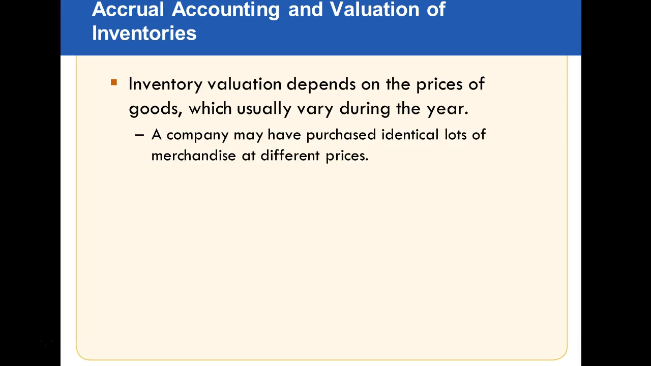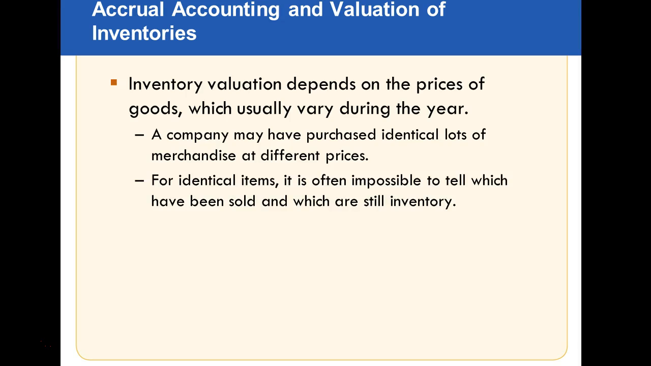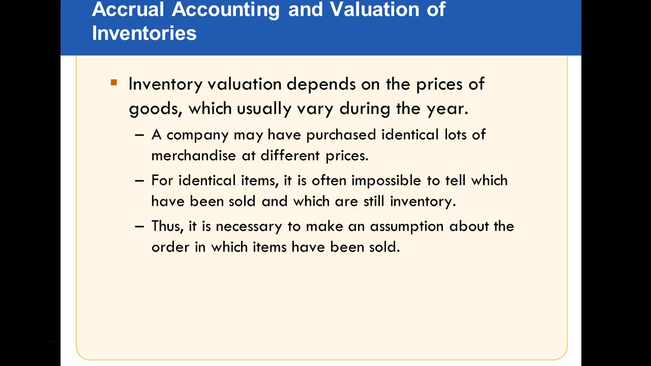A company may have purchased identical lots of merchandise at different prices. Sometimes it's tough to tell which have been sold and which products are still in inventory. So we sometimes have to assume certain aspects to come up with the appropriate valuations: what's been sold, what's still available. Which of those products did we sell or use in our cost of goods sold, and what was the cost of them?